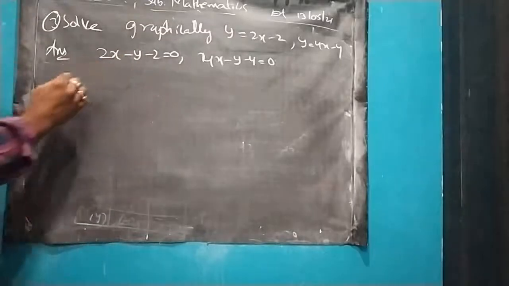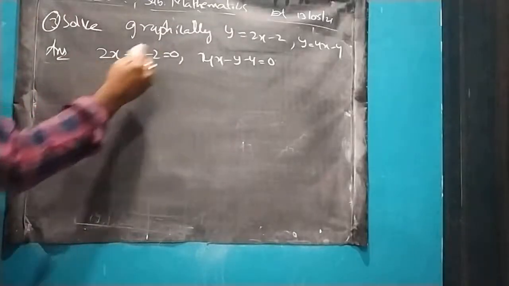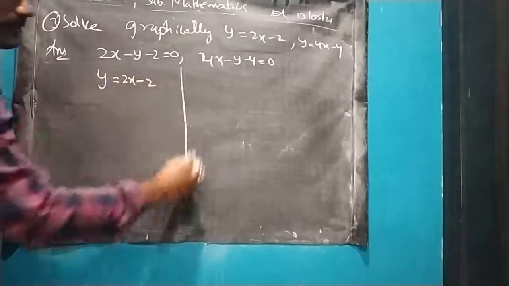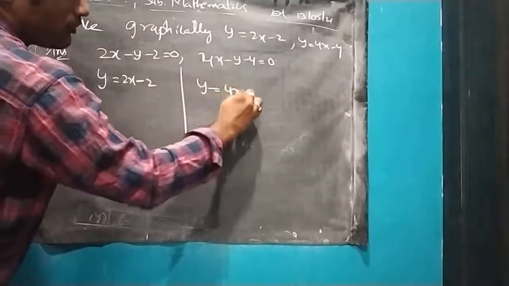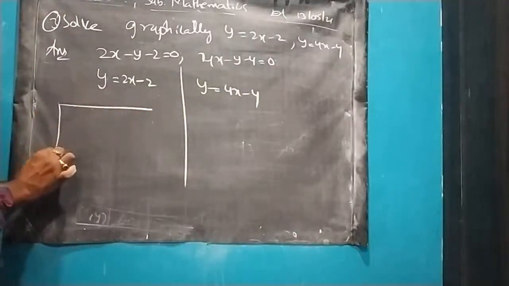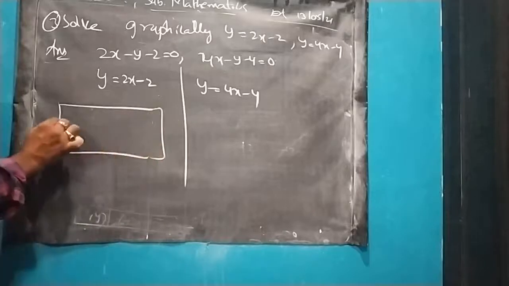So why is it not better to take the same equations? y is equal to 2x minus 2, y is equal to 4x minus 4. Directly we get two values, which are enough for us for plotting the points on the graph sheet.